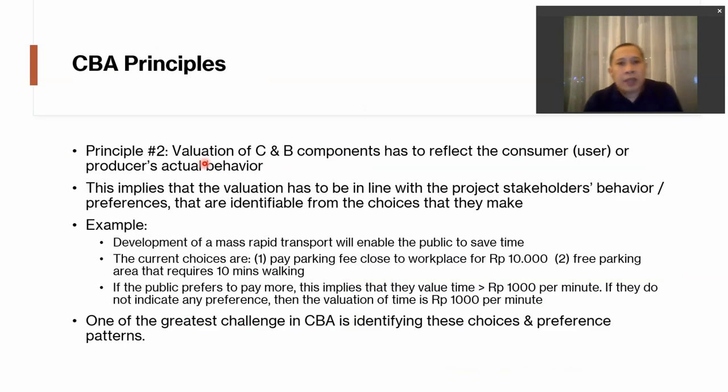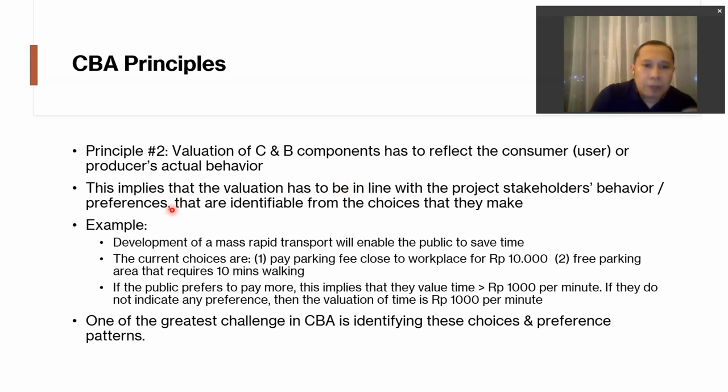Principle number 2 in CBA is that valuation of cost and benefit components has to reflect the consumer or producer's actual behavior. So this implies that the valuation has to be in line with the project stakeholders' behavior or preferences that are identifiable from the choices that they make when they are faced with certain choices. This is just one very, very simple example.